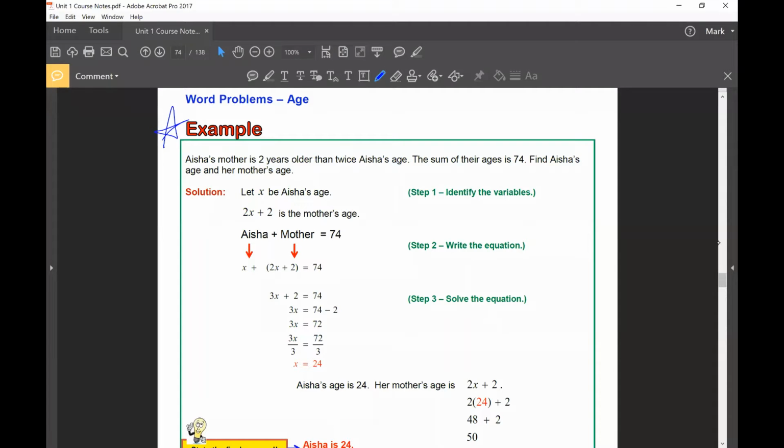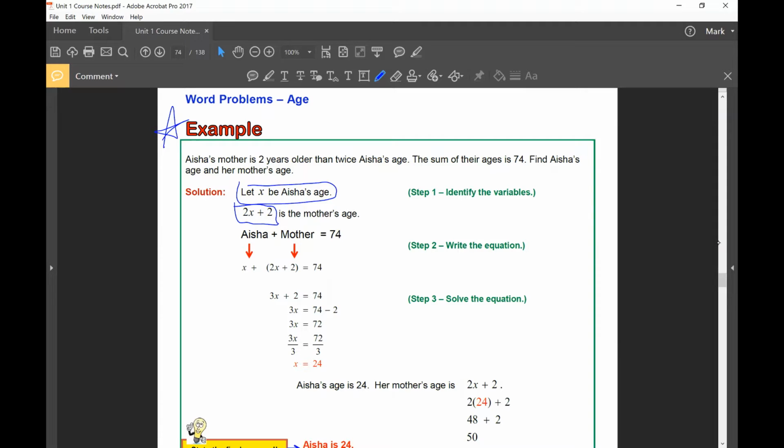First things first, we have to come up with the unknown variable. So I want one of their ages to be X, and it could be Y or A or B, whatever letter you want. We tend to stick with X. So I'm going to set Aisha's age as X because I know that the mother is 2 years older than twice her age. So X is going to be her age. 2X plus 2 will be the mother's age. Remember, the mother is 2 years older, so 2 plus twice Aisha's age, so 2X plus 2.